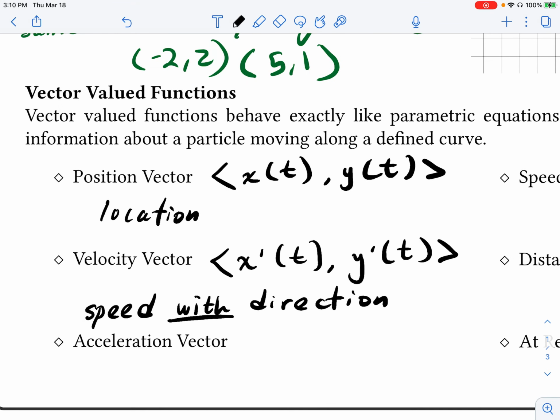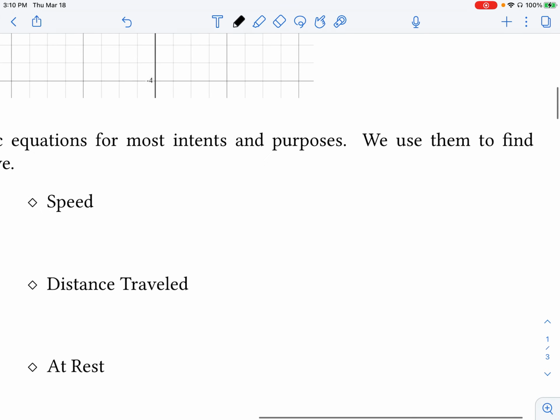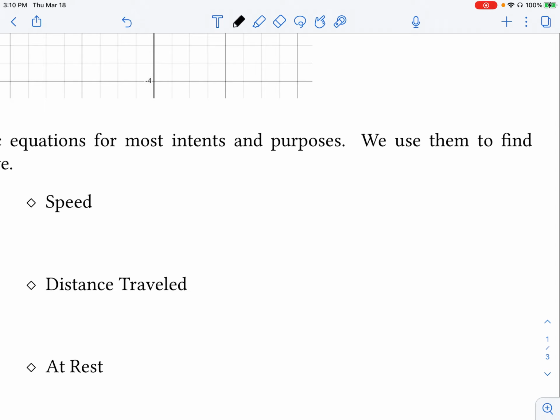And finally, the acceleration we know is the derivative of our velocity vector. So this is x double prime of t and y double prime of t. So that's our acceleration. So now let's move on to talking about speed. Well, I just said that speed is simply the velocity without direction. So in other words, we're describing the magnitude of our velocity vector.